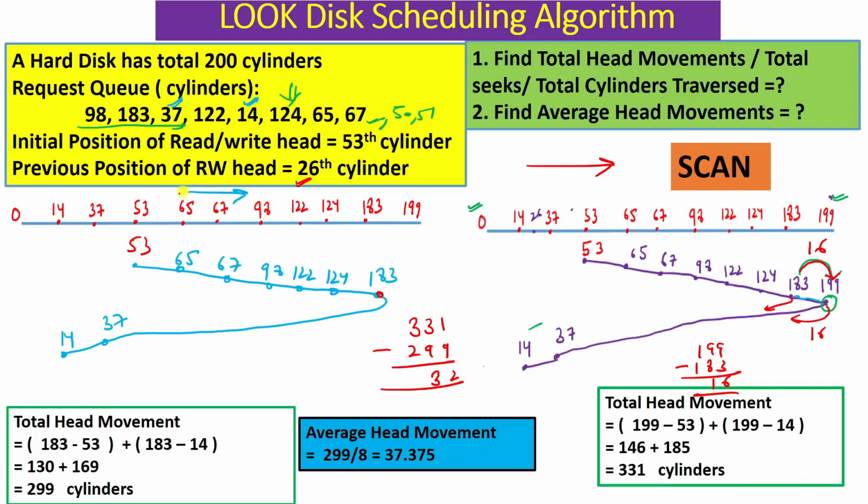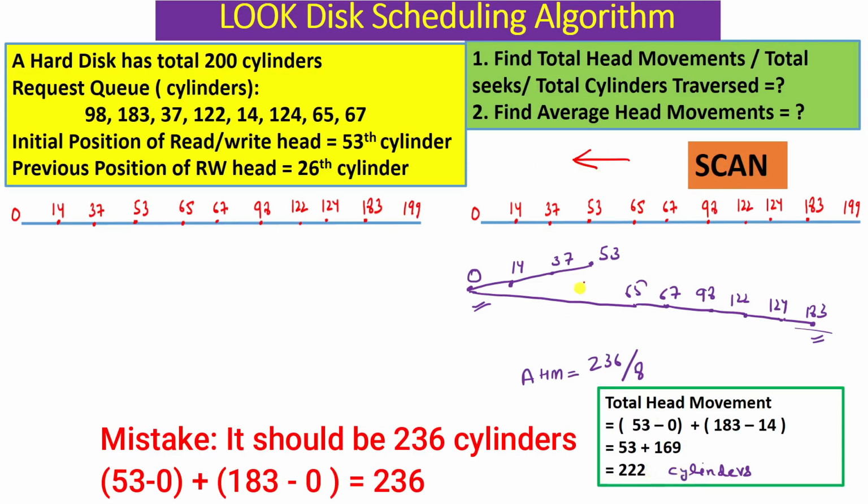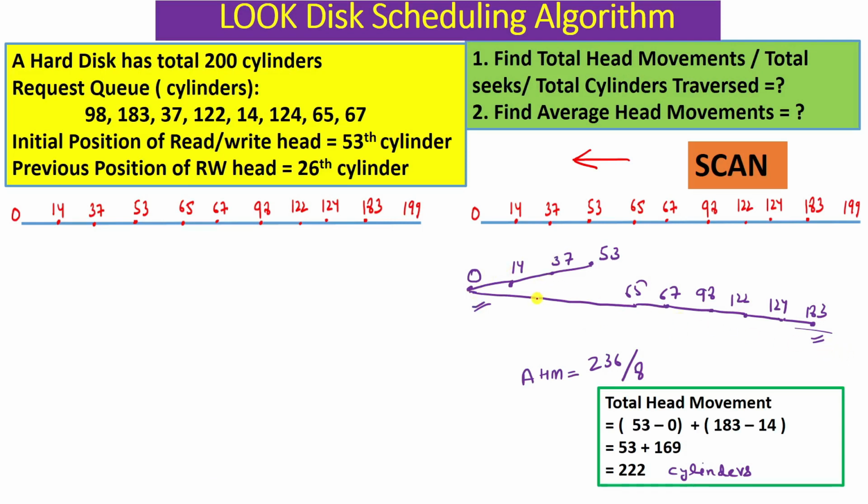Now let's reverse the direction and apply this LOOK algorithm again. So again the same example, but we have reversed the direction. When we applied the SCAN algorithm, we saw we had 222 cylinders. We went from 53 to 0, although 0 was not present in this. So we were going from 53 to 0 and then 0 in this direction. But in LOOK we will go to 53, 37, then 14, and after this only we will reverse the direction.